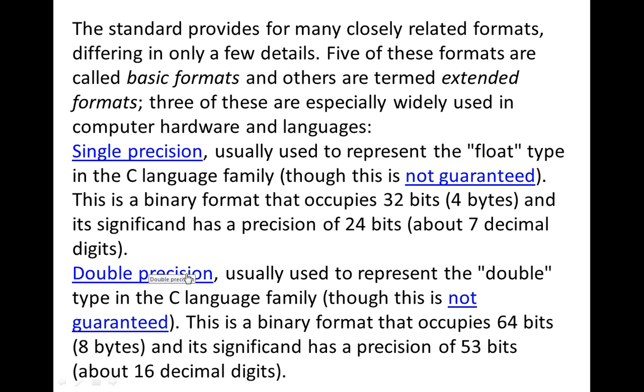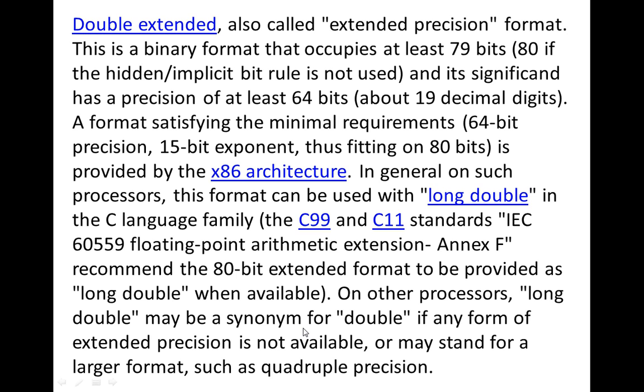that is about 7 decimal digits. Next standard format is double precision, usually used to represent the double type in the C language family. Double is a data type used in the C language family. This is a binary format that occupies 64 bits, that is 8 bytes, and its significand has a precision of 53 bits, that is about 16 decimal digits.